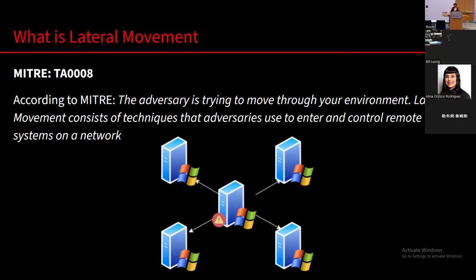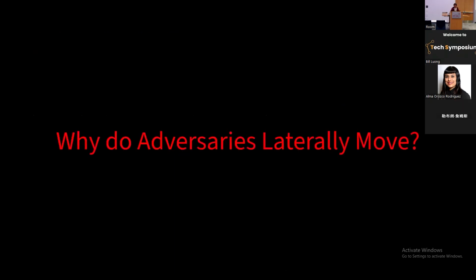Technically, lateral movement can be more than just moving from computer to computer; it can be moving from a computer to a specific platform, application or technology. But for this talk and all the techniques covered, it's just moving from one Windows computer to another. So a question for the audience before we move forward: why do you think adversaries try to laterally move? Anyone want to try to answer that?